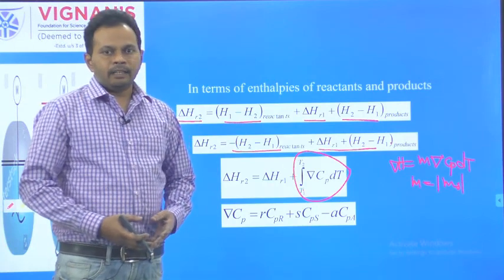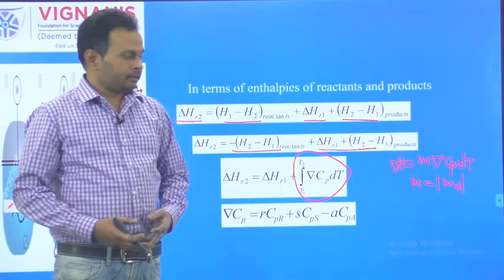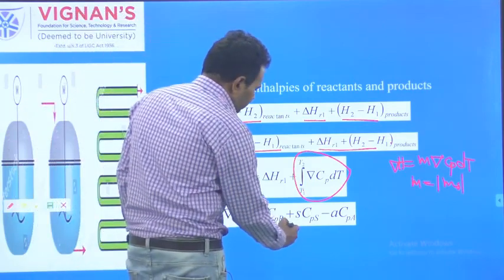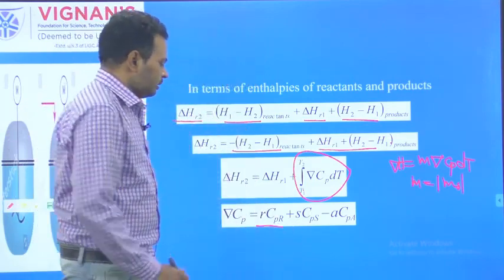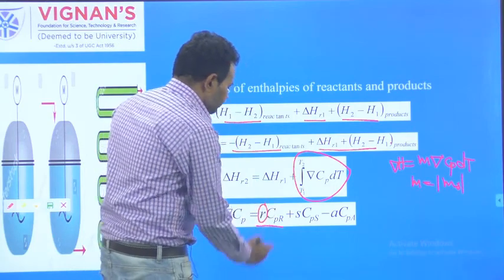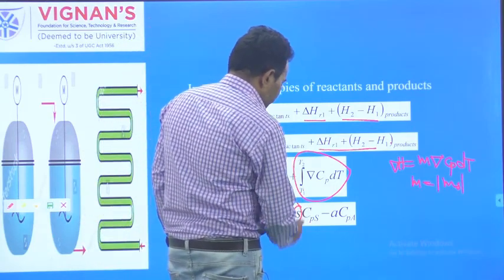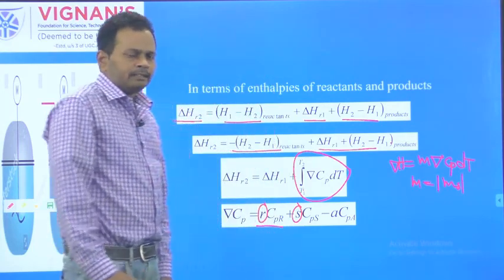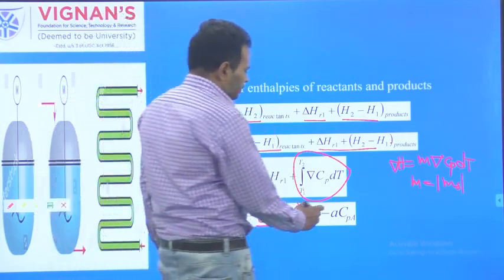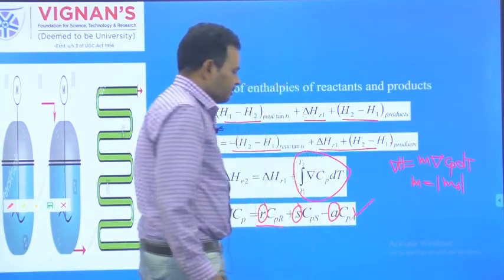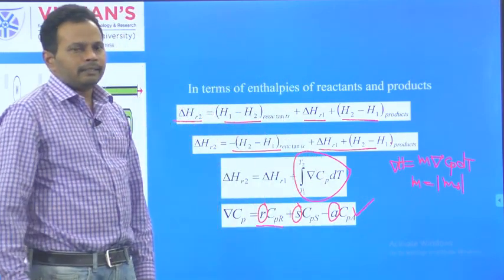So here the enthalpies are strong functions of temperature, similar to the specific heat, which is also a strong function of temperature. Again here del Cp is nothing but r into Cpr, where small r is the stoichiometric quotient for product R and Cpr is the specific heat of product R, and small s is the stoichiometric quotient for product S and Cps, minus small a, the stoichiometric quotient for reactant A, and Cpa. So this is the del Cp.